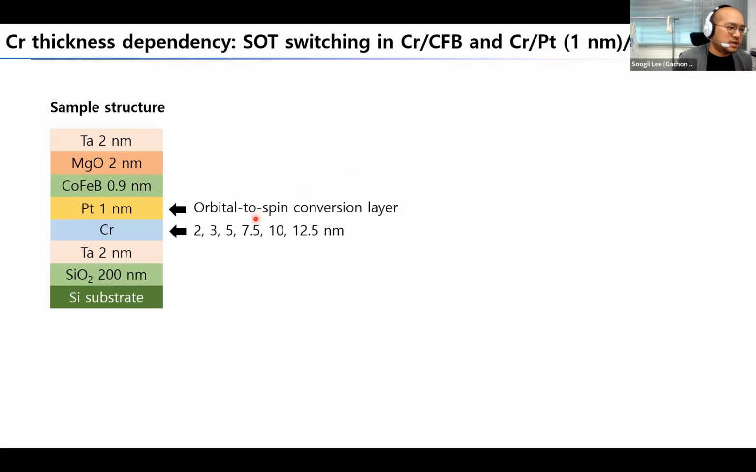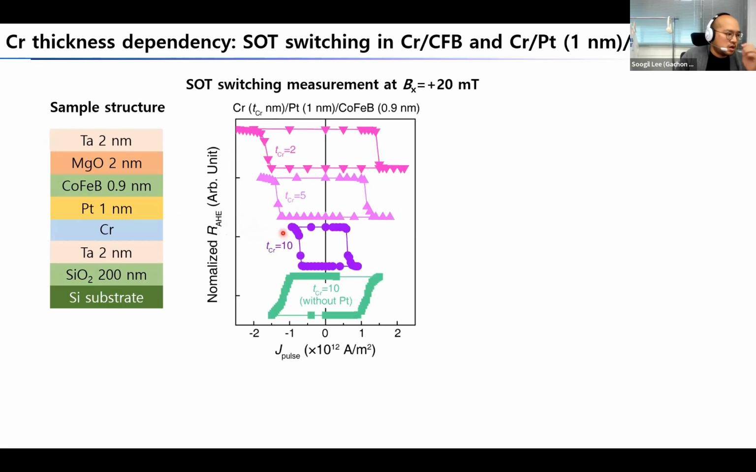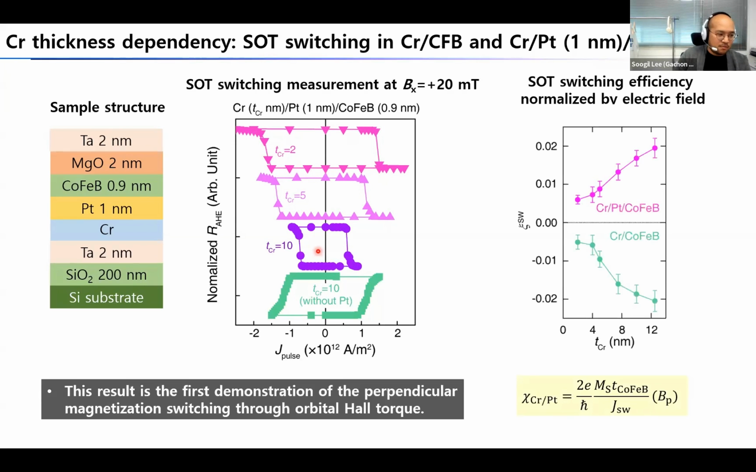I investigated the chromium thickness dependent spin-orbit switching with this sample structure. The platinum insertion layer thickness is fixed at 1 nanometer, and we change the thickness of the chromium layer, which is the orbital current source layer. This graph shows typical switching curves with different thicknesses of chromium, and as you can see here, the sign reversal of the spin-orbit switching loop is also achieved in the sample with the thick chromium layer. For more precise comparison, we evaluate the switching efficiency of this result with this relationship.